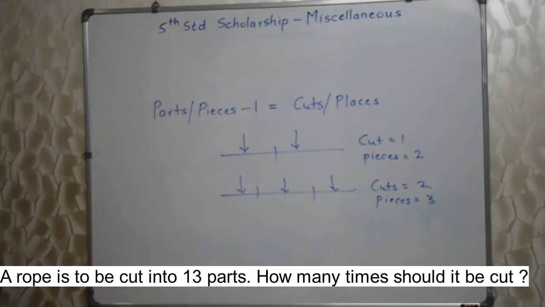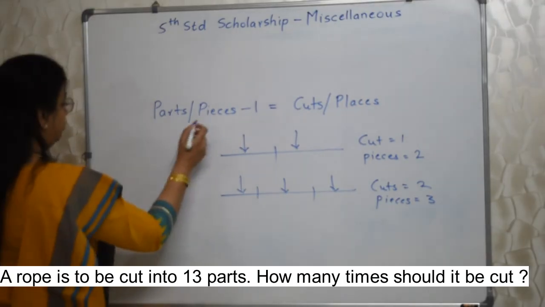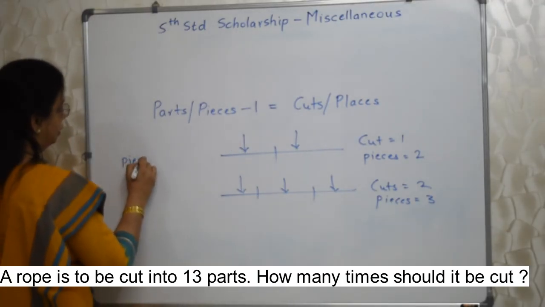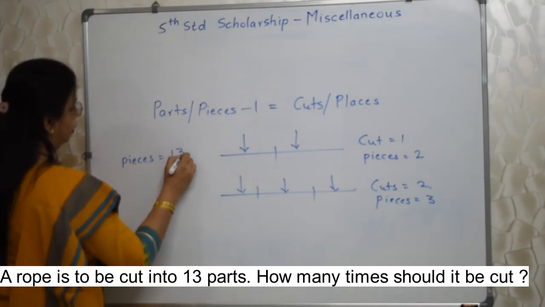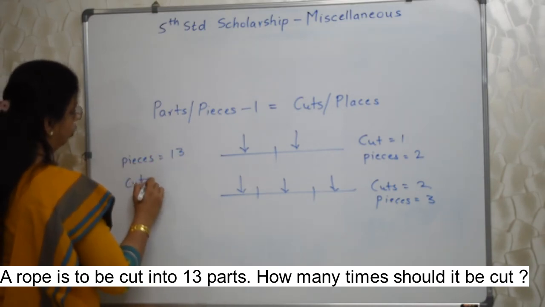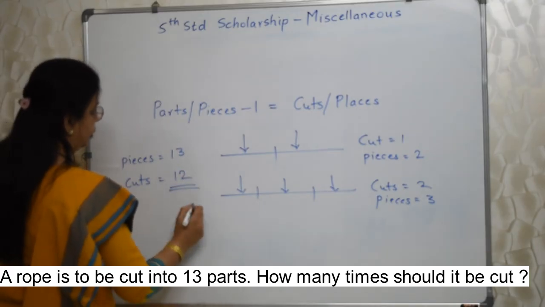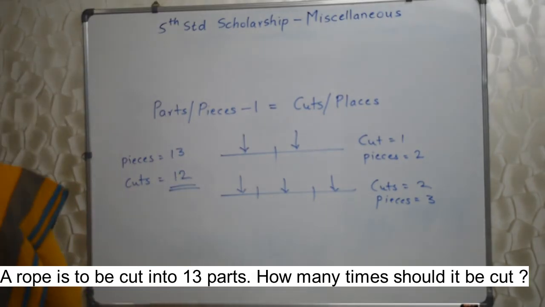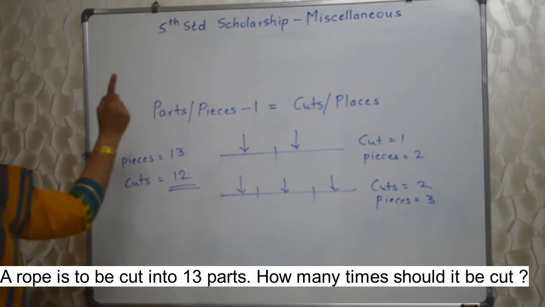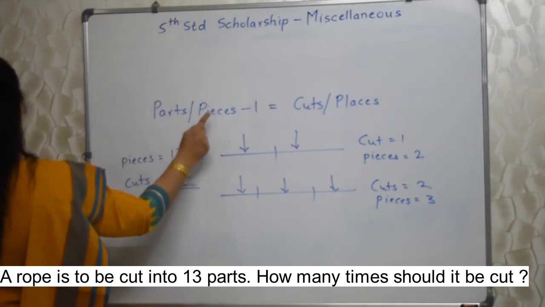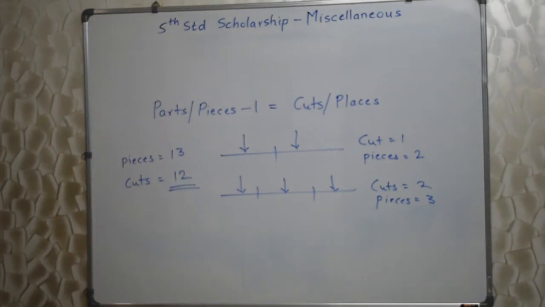So pieces are always one more. Remember this. Here what are they saying? A rope is to be cut into 13 parts. Means pieces or parts. They are 13. So how many times it should be cut? Cuts are always one less. So our answer is 12. Please be careful. This concept is very useful and very important. So you all should know it.